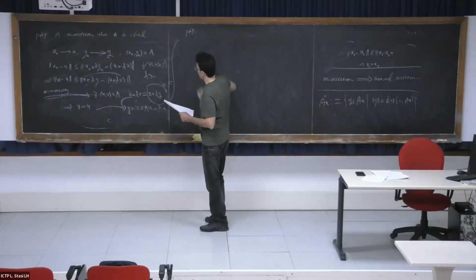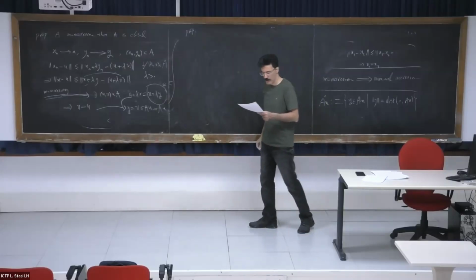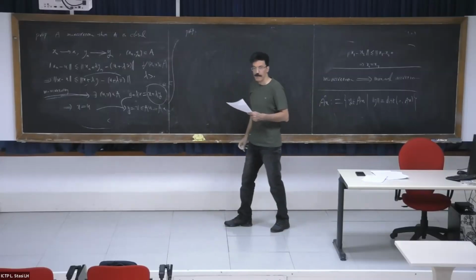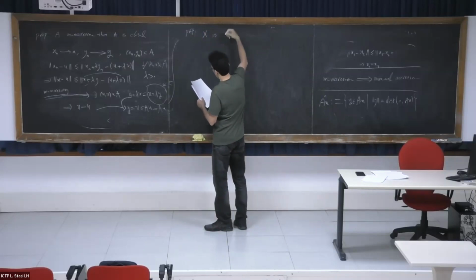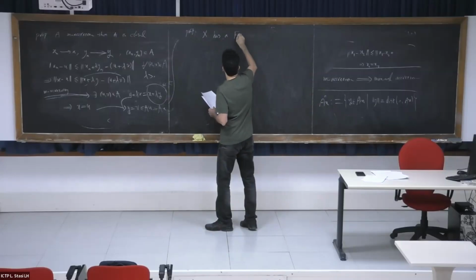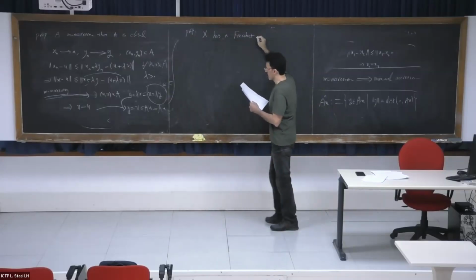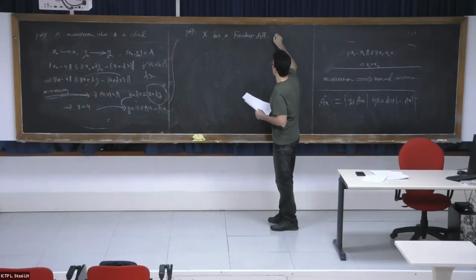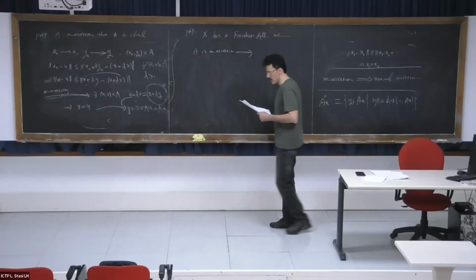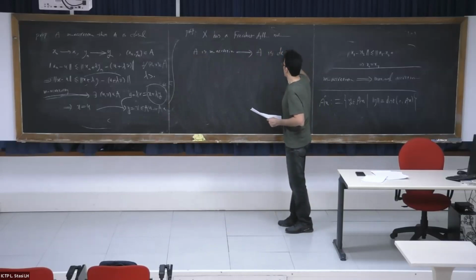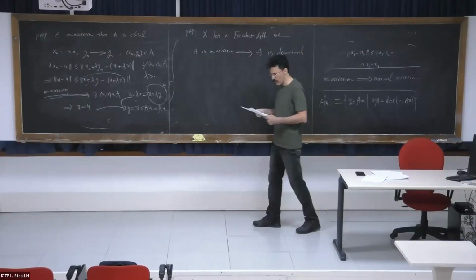Another result here is about demi-closeness. If we have X uniformly, or in a better case that has Fréchet differentiable norm, and A is m-accretive, then we deduce that A is demi-closed. It's interesting and very useful.